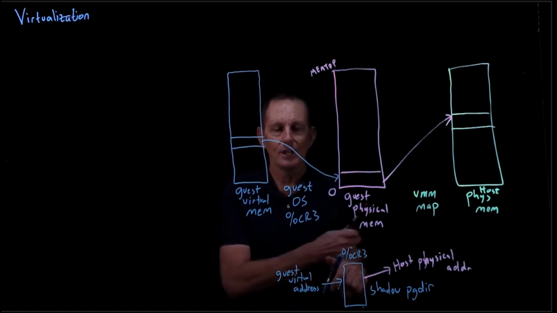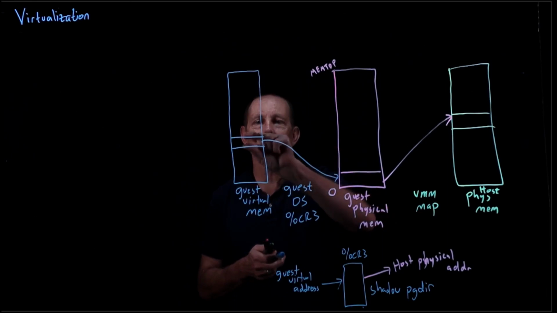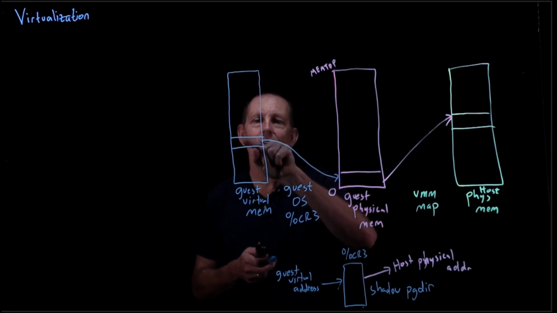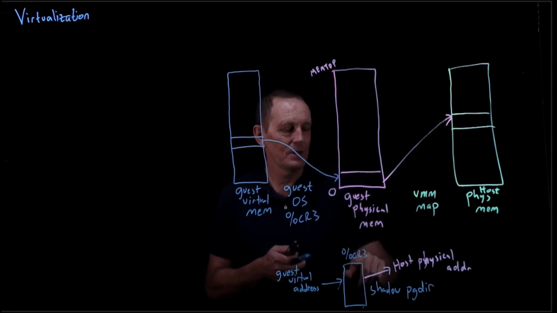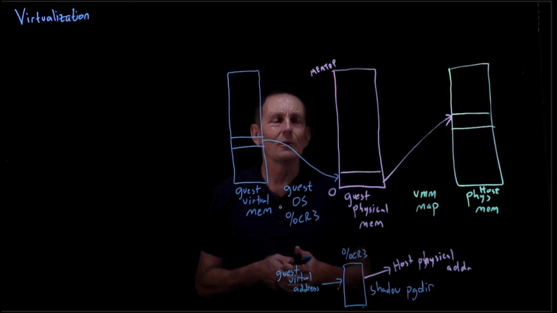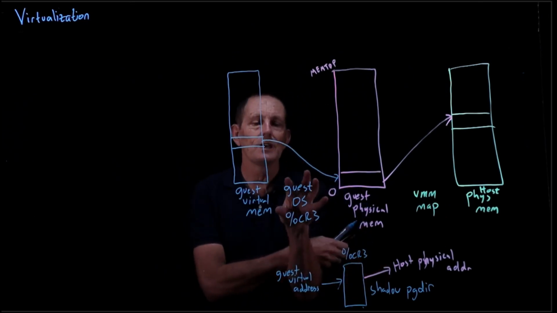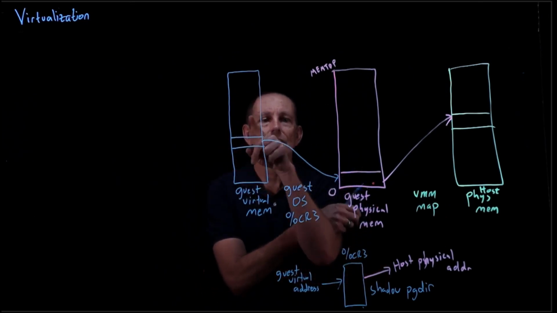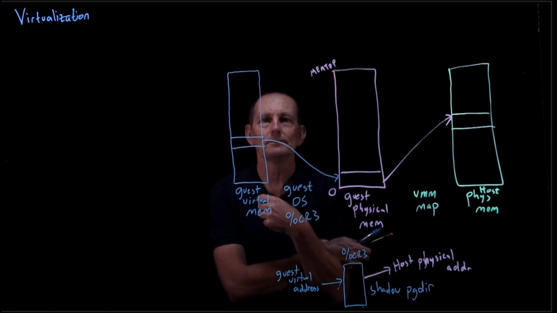How do we fill this out? Well, we can certainly just look at every entry here in this virtual address space, every page. We can figure out what's the mapping from here to here, what's the mapping on this VMM map, and then set it in here. The only real question is, when do we do that? And the answer is, we're going to do that on any changes to this guest OS's page directory or page table.